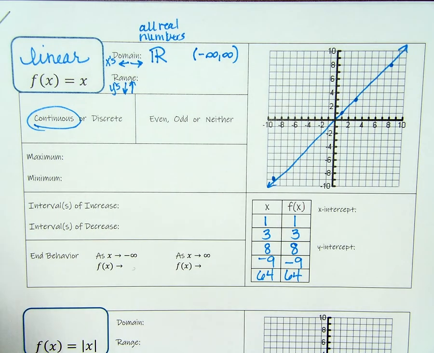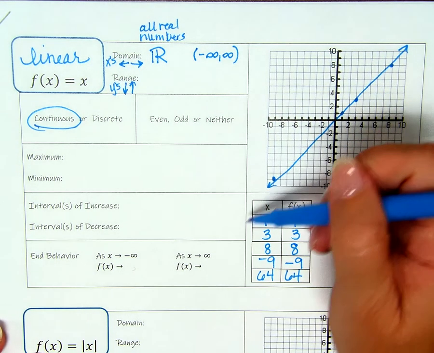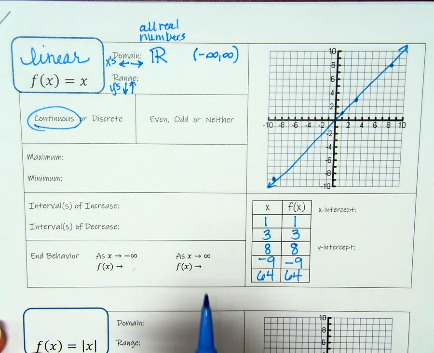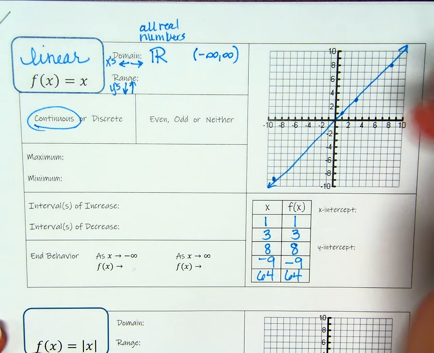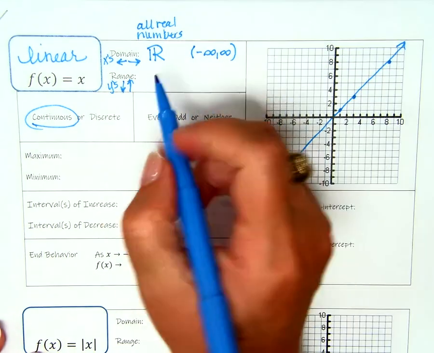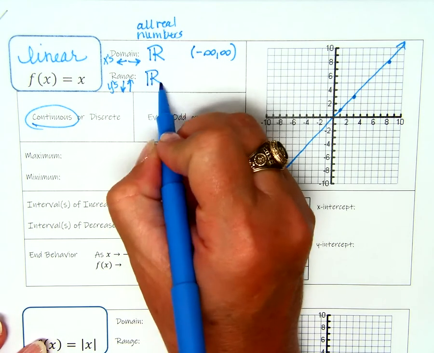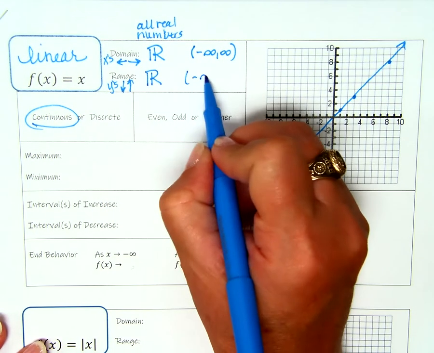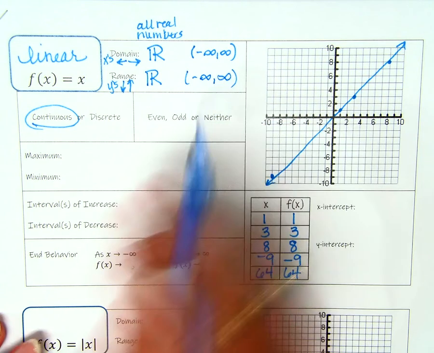Okay. What about range? How far down does it go? All the way. How far up does it go? All the way. So for range, I also have all real numbers and negative infinity to positive infinity.